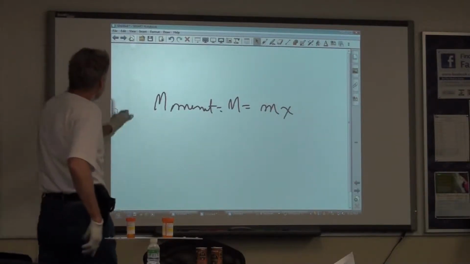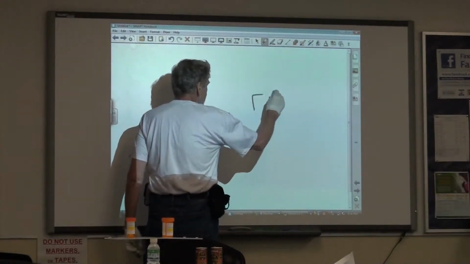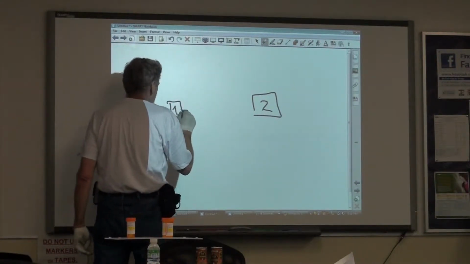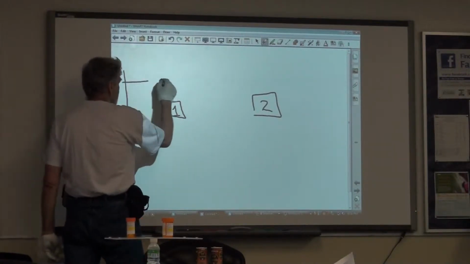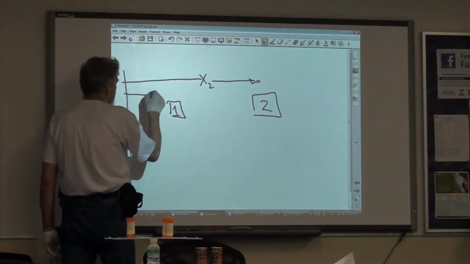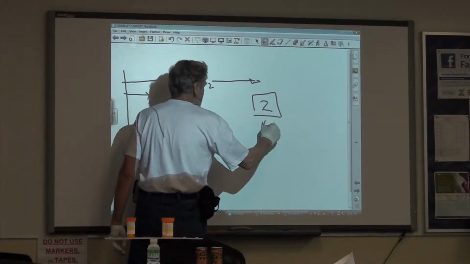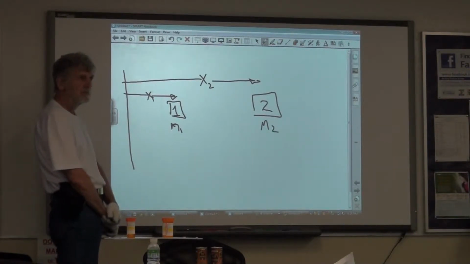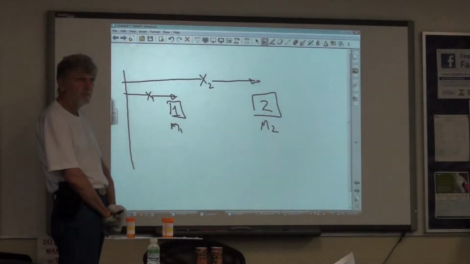Now I want to describe something that you all know from real life experience. Suppose I now have here a 2-pound weight, and here I have a 1-pound weight. And here is my axis of rotation, so this distance I'm going to call x2. It goes out to that one, and this distance I'm going to call x1. So let's call these m1 and m2. What is the moment of m2? What is the moment of m1? m1 x1. Agreed? They both have moments.